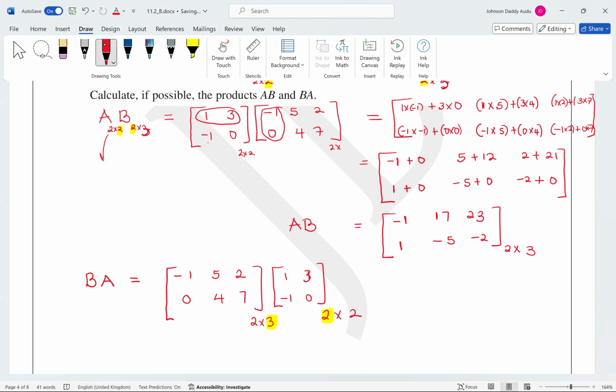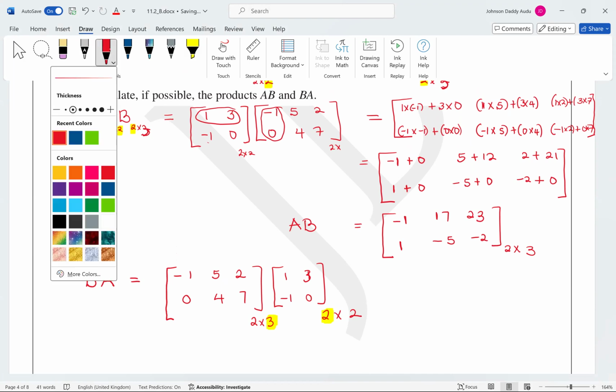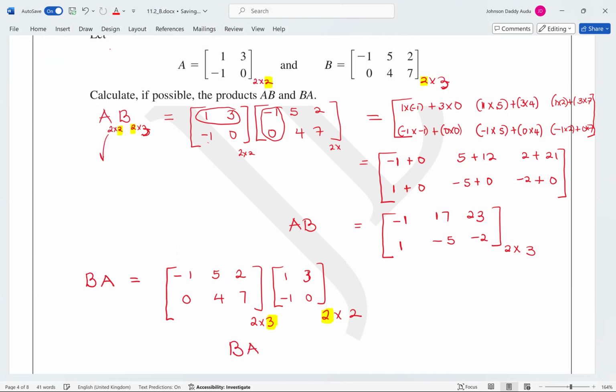This is impossible. So all you need to write is that BA is not possible. And this is since 3 is not the same thing as 2. And you're done.